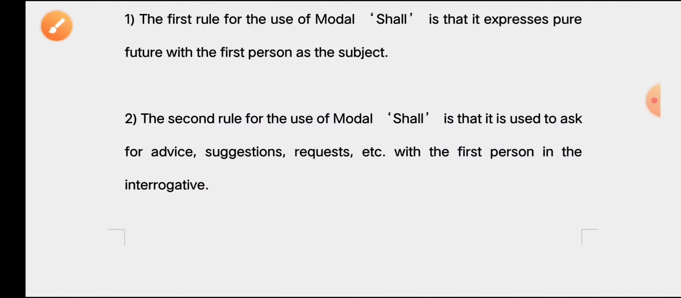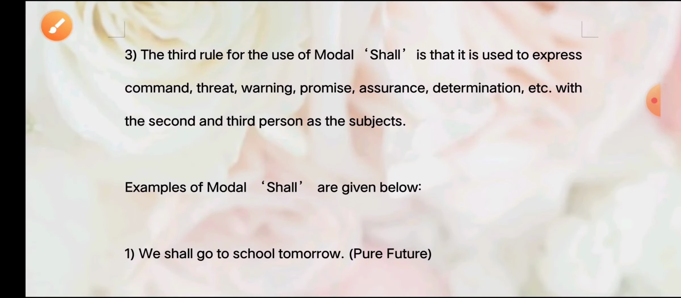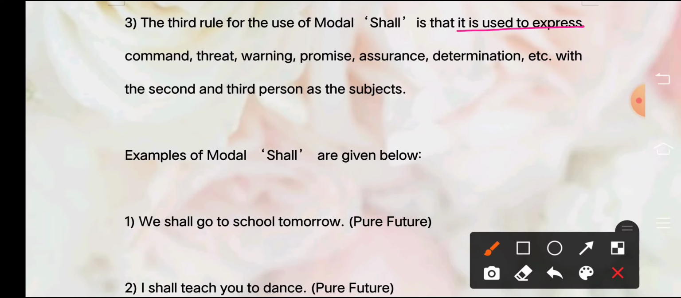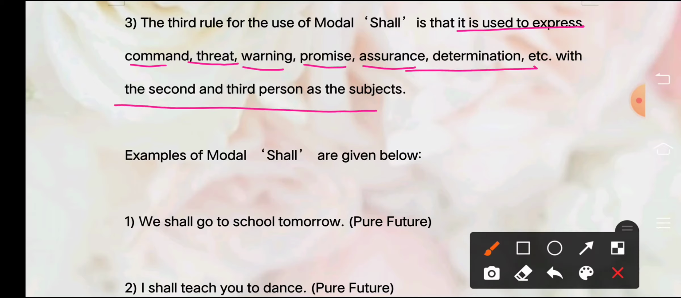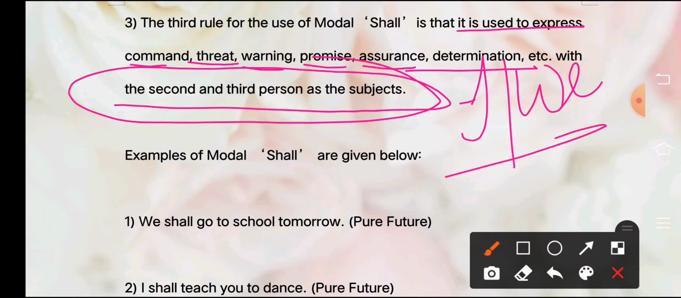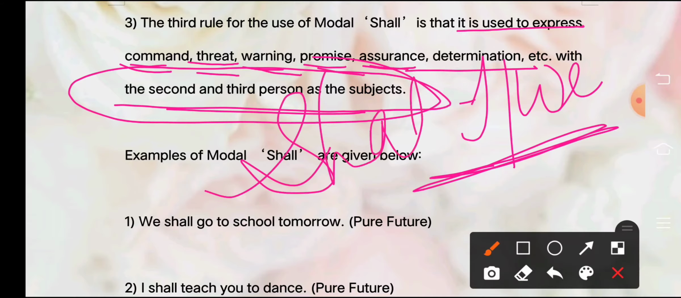Now let's understand what is the next one. The third rule says that shall is used to express command, threat, warning, promise, assurance, determination, etc. with the second and the third persons as a subject. Right, it will not be used with I and we, but with all the other remaining subjects, to express command, threat, warning, promise, assurance, we will use what? We will use shall. So these are very important rules.